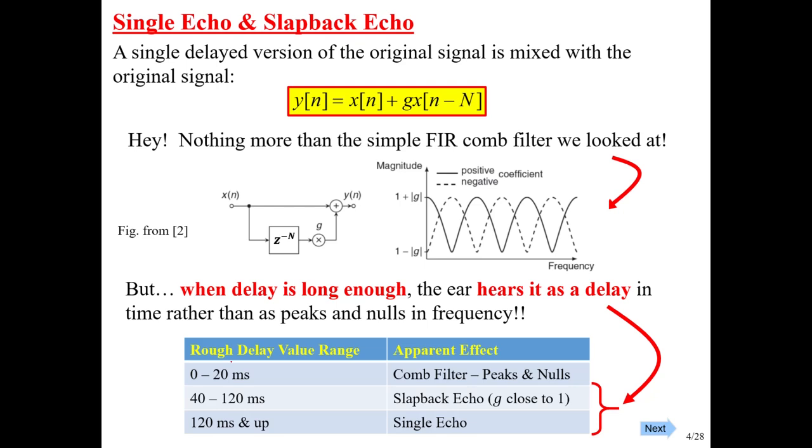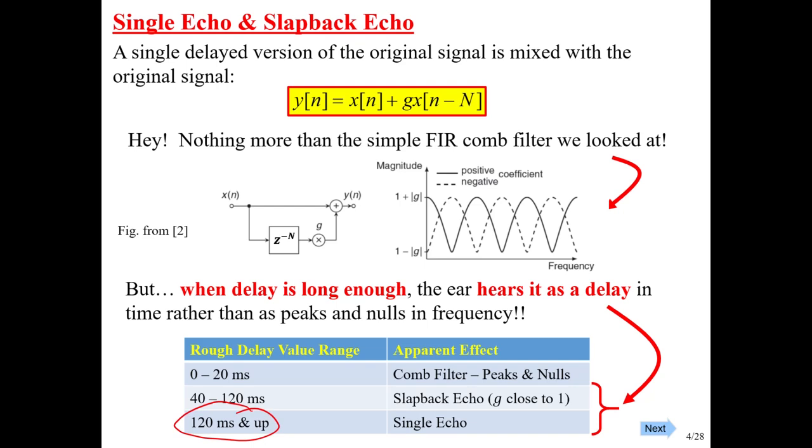Now you see that there is a gap. If we're up to 20 milliseconds, your ear is going to hear it as peaks and nulls. But from 40 up to 120, we're just doing a slapback echo. And typically for slapback, the G value is set very close to 1. And then once we get beyond that, we really hear it as a distinct separate echo.